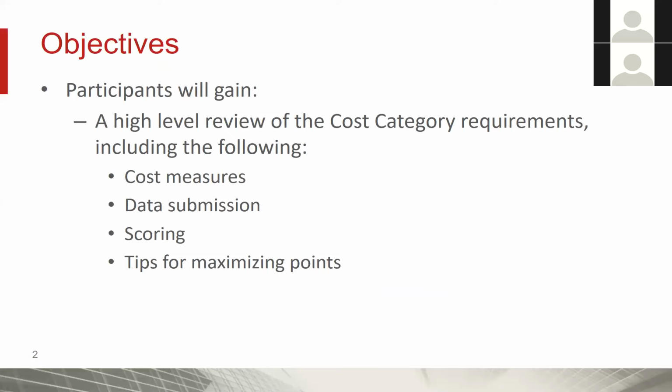We'll first start out by talking about some of the cost category cost measures. We'll then discuss how data is submitted and collected for the cost category. We'll also discuss how this performance category is scored by CMS, and we'll walk through some practical examples of scoring. And then finally, we'll conclude the webinar with discussing some tips for how you are able to maximize points in this performance category.